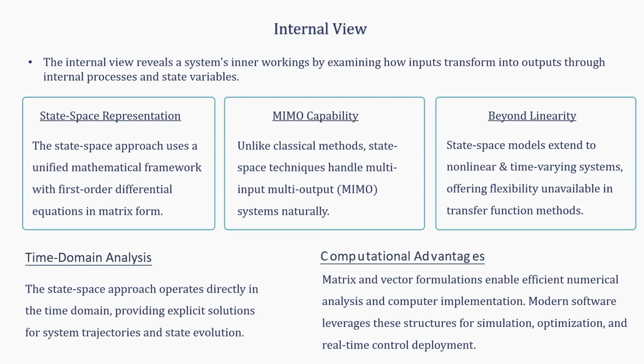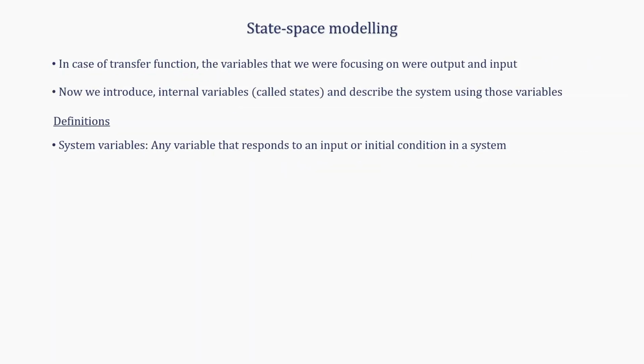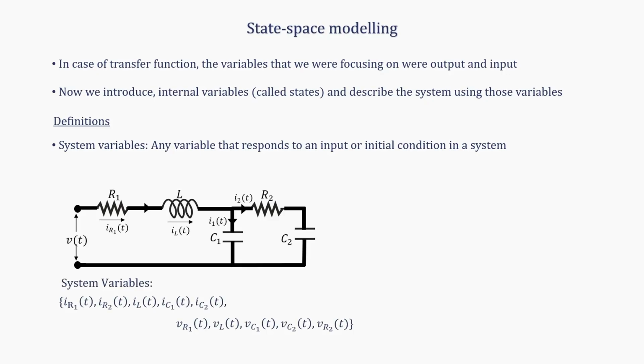So, now let us dive into what exactly is this internal view or what exactly is this state space approach. For that we will first define something called system variables. Remember, the state space approach is written in terms of something called state variables. Now, in order to understand state variables, first you have to understand what are system variables. The definition goes that any variable that responds to an input or initial condition in the system is called a system variable.